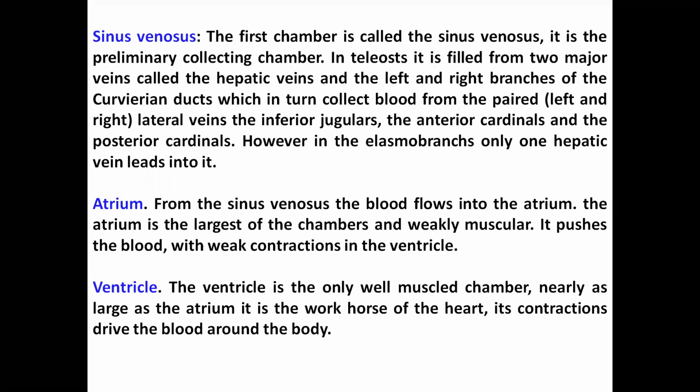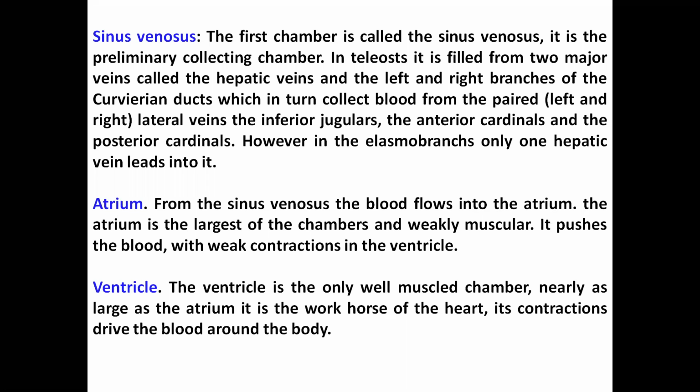This is the first chamber, and it is basically a collecting chamber. In teleosts, or the bony fishes, there are two major veins: one is the hepatic vein, and another one is the Cuvierian duct. So the sinus venosus collects the blood through these two major veins, the hepatic vein and the Cuvierian duct.